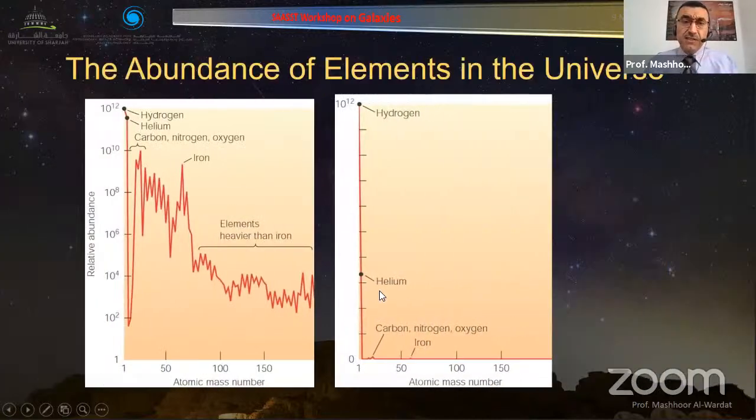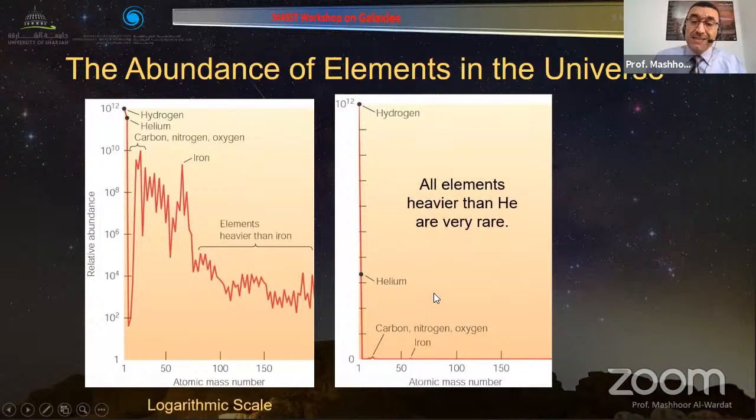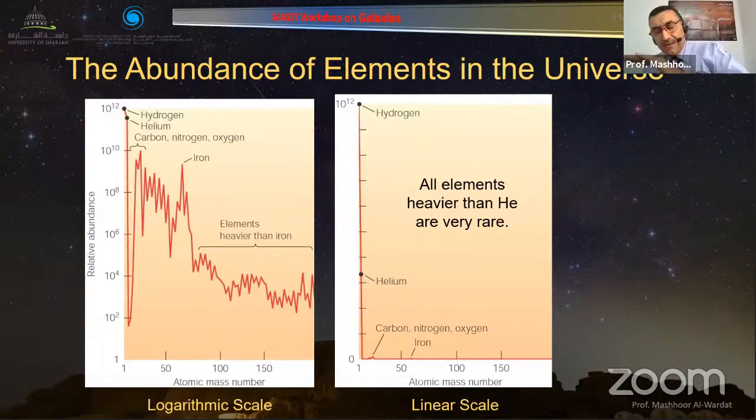What about the abundance of elements? So I can easily say that all elements heavier than helium are very rare. This is a linear scale, and this is a logarithmic scale. Just don't look at the logarithmic scale, look at the linear scale to understand this is the hydrogen, this is the helium, and here the rest of the elements. So in our sun, it's 0.019, the rest of the elements, except helium and hydrogen, 0.019, meaning 2%. And then 0.02 maximum.